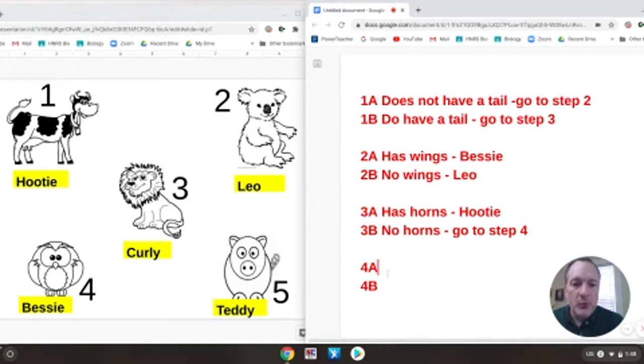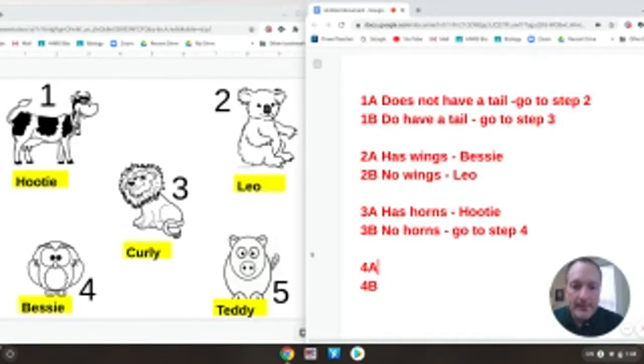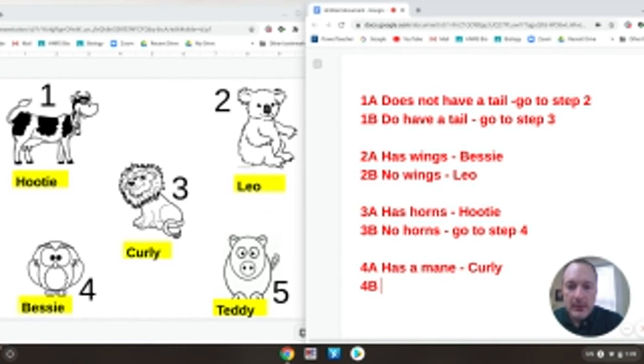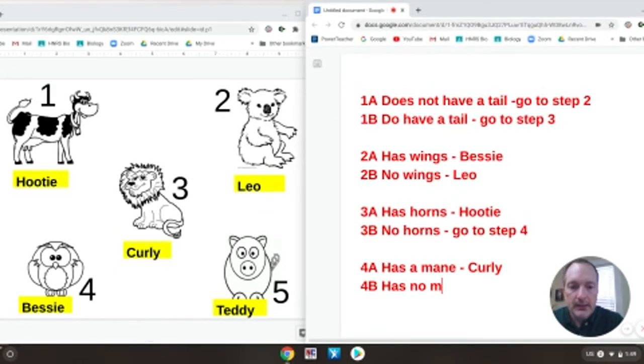And then down in step 4, you're only left with 2 animals you need to make a difference between, and it's the lion and the pig. So you could say has a mane, and that would be the lion, and its name is Curly. And then in step 4B, has no mane. And that would be Teddy. And then you're done. That's it.